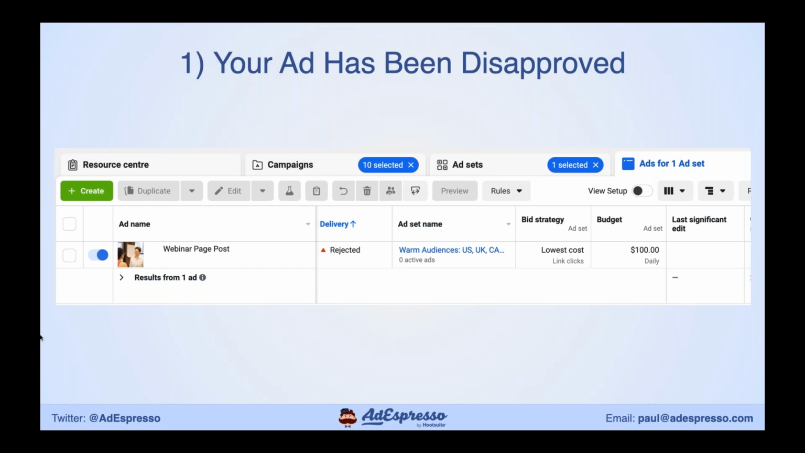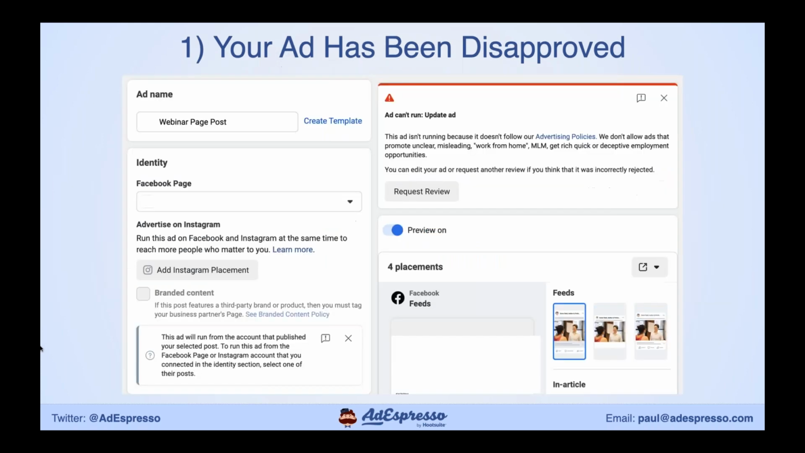So go into the ads level of Ads Manager, or in AdEspresso, you can go into the All Ads tab, and you should be able to see if an ad is rejected. If it is rejected, click on the edit section of the ad, and it'll pull up all the details. It will sometimes tell you why the ad isn't running, like this one says it's a work from home and a multi-level marketing or get rich quick scheme.